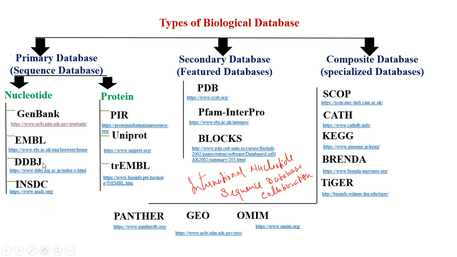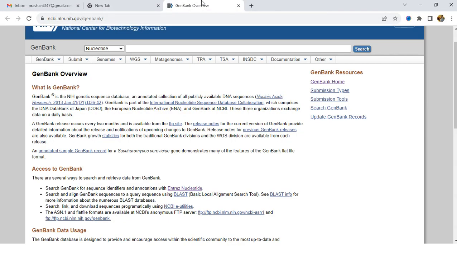So suppose it is a GenBank database, I'll just click over here and I have opened the GenBank, so you can see here what is GenBank. GenBank is an NIH genetic sequence database, an annotated collection of, what annotated means, identified collection of all publicly available DNA sequences. GenBank is a part of the International Nucleotide Sequence Database Collaboration, as I told you just now, which comprises the DNA Data Bank of Japan, the European Nucleotide Archive ENA, and GenBank at NCBI. These three organizations exchange data on a daily basis.